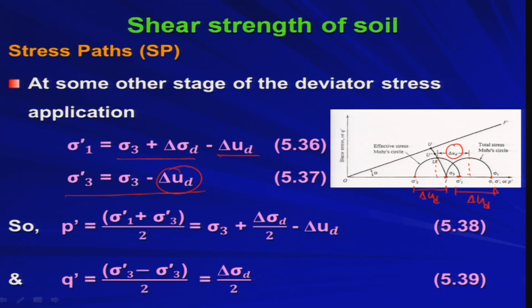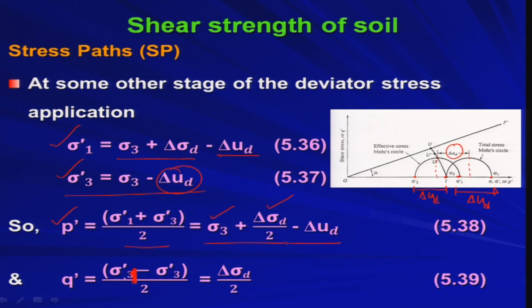Now, at that stage, based on the values of sigma 1 prime and sigma 3 prime obtained, I can calculate p prime, which is sigma 1 prime plus sigma 3 prime by 2. That is sigma 3 plus delta sigma d by 2 minus delta ud. If you put these values in, you get sigma 3 plus delta sigma d by 2 minus delta ud. That is your p prime. Now, what is the value of q prime? Q prime is sigma 3 prime minus, I am sorry, this will be sigma 1 prime.